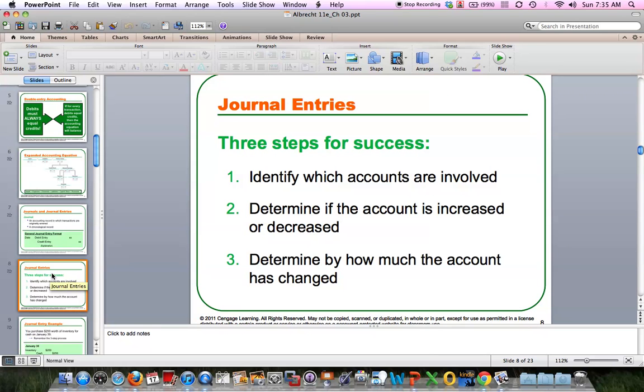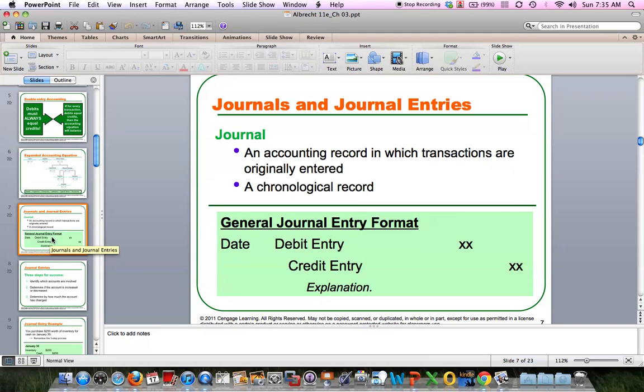Next is journal entries. We have to record journal entries as a transaction, as activity happens. We have to turn that activity into a journal entry. So, journals and journal entries. A journal is an accounting record in which transactions are originally entered. It's a chronological record. Chronological means organized by time.